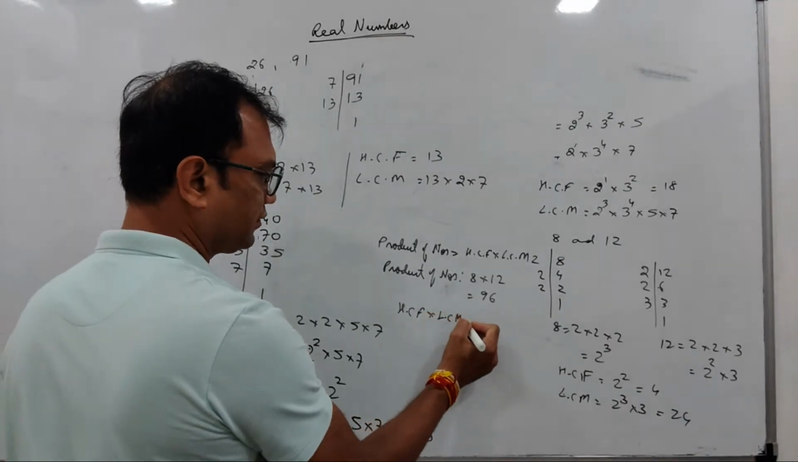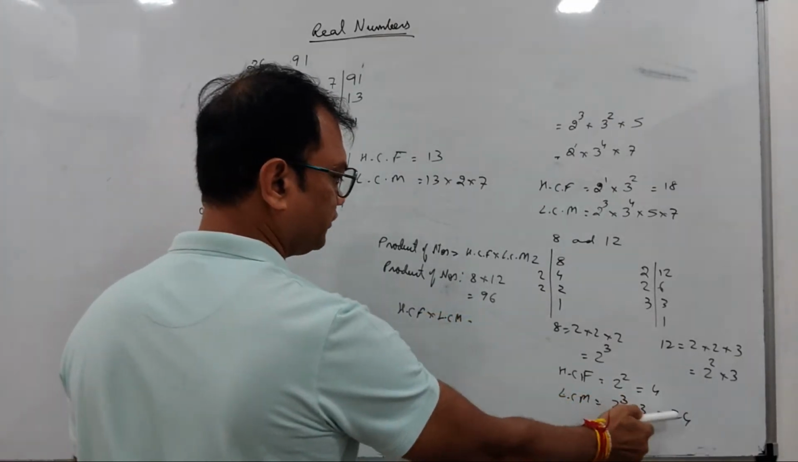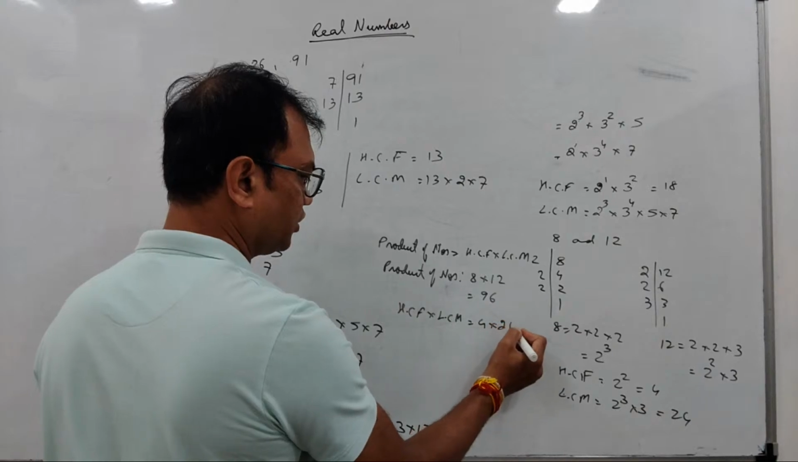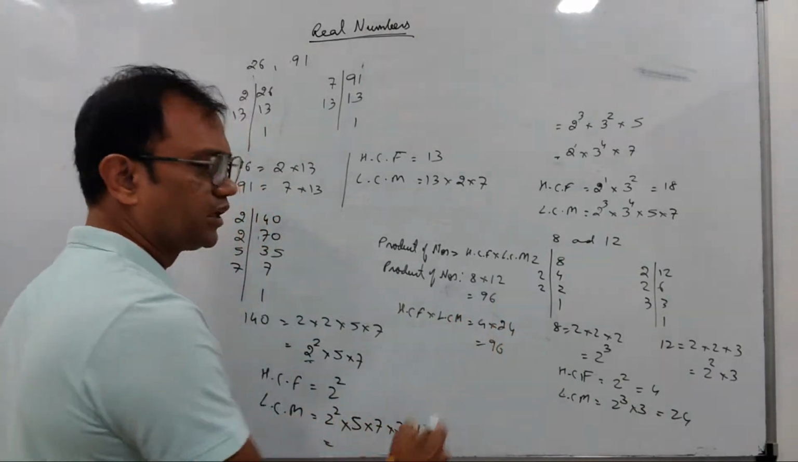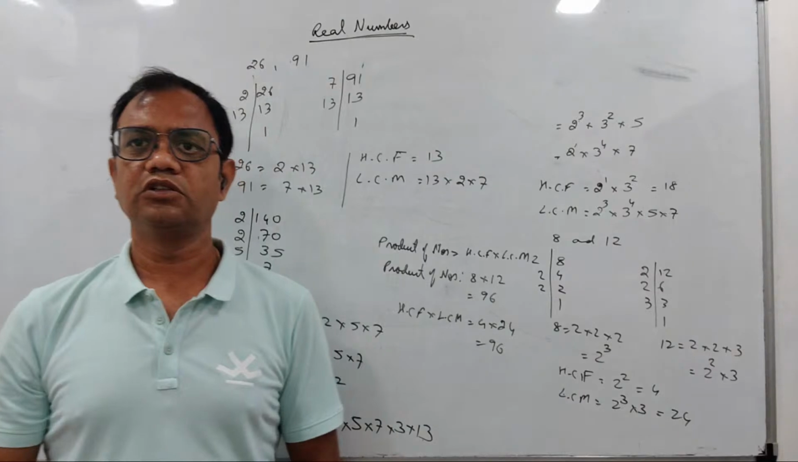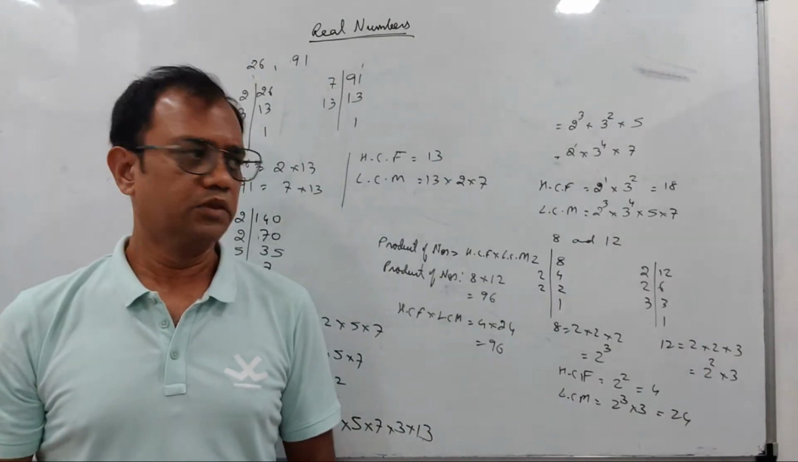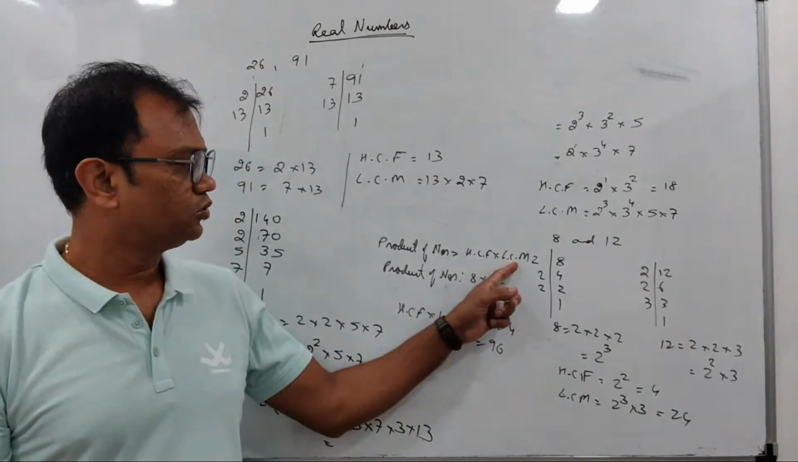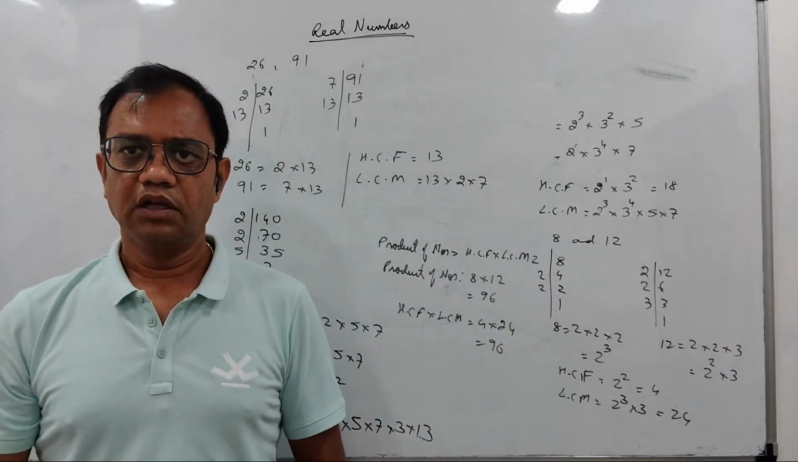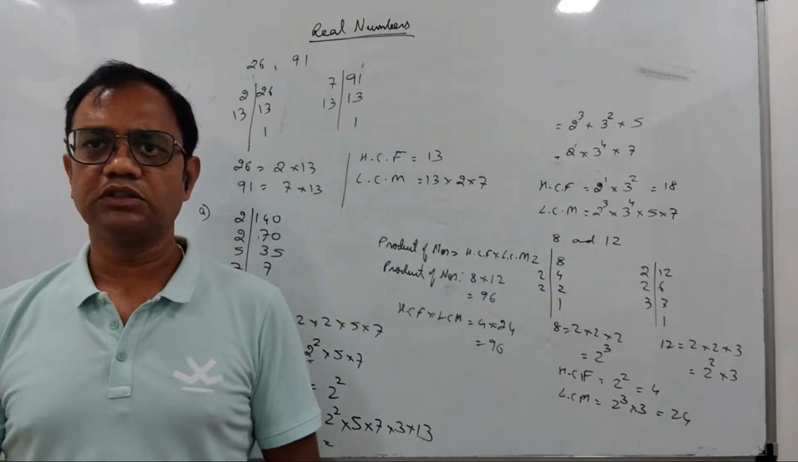HCF into LCM is, HCF is 4 and LCM is 24. So 4 into 24 is again 96. So you can see, we can verify it as HCF into LCM is product of numbers. So this is applicable only for two numbers, not for three numbers. Now, how to do the questions which has three numbers?